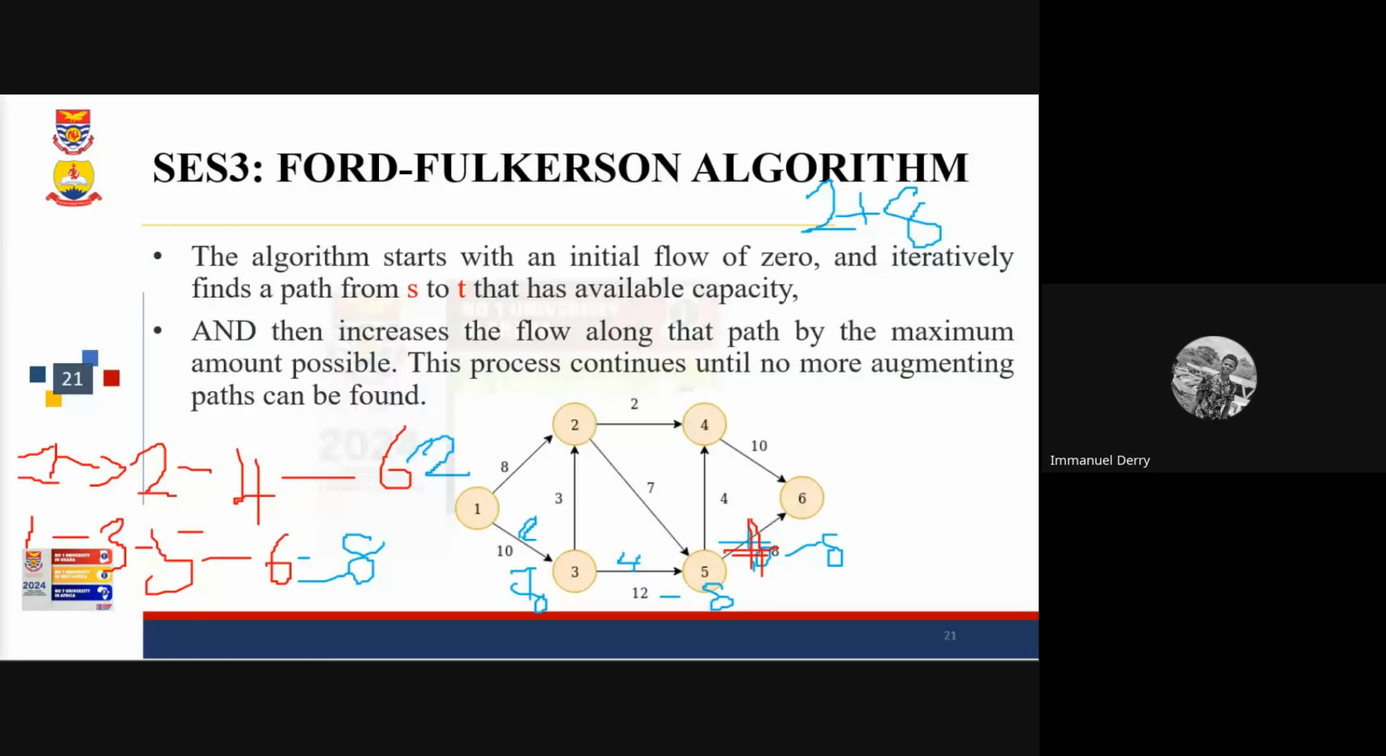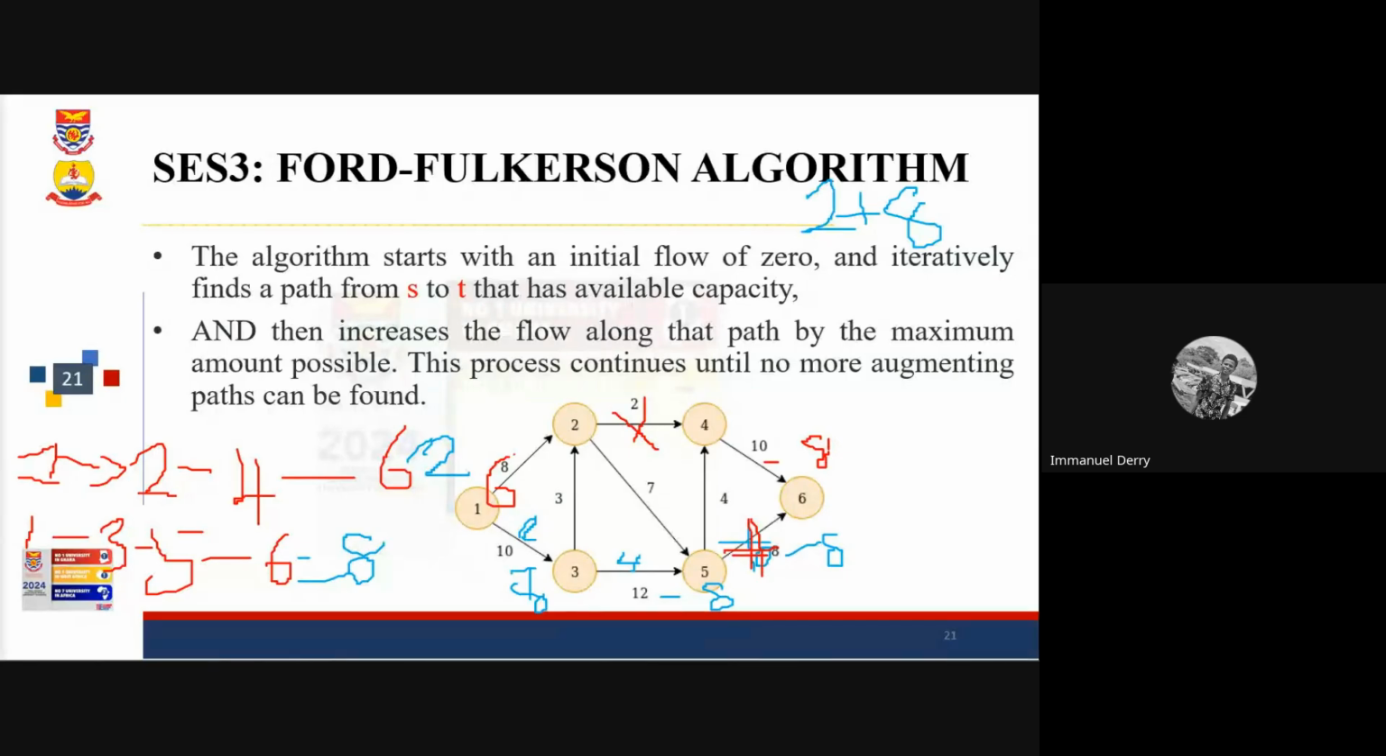Okay, so now updating the earlier augmenting path 1, 2, 4, and 6. This is going to be minus 2, and this is going to be 6. That's the new weight or the new capacity, right? And this is also going to be 0, which means that this path is not feasible. We cannot use this path any longer. And now this is going to be 8. So when you identify another augmenting path, you are supposed to use the updated capacity or weight, not the previous ones.